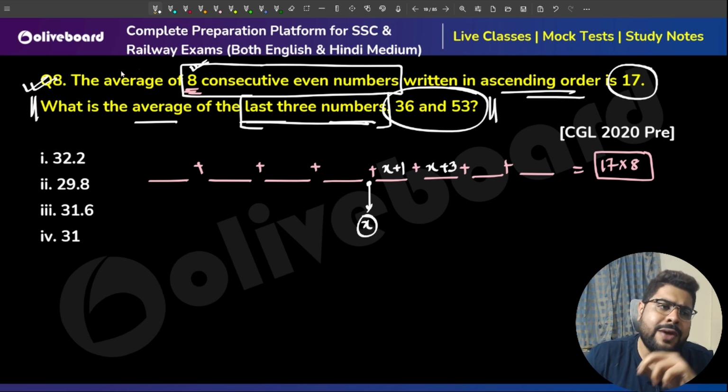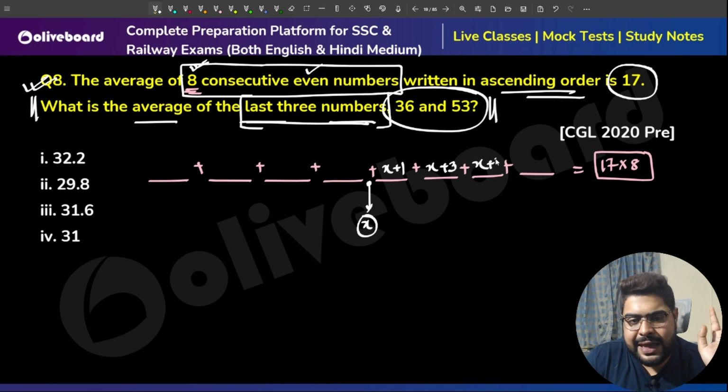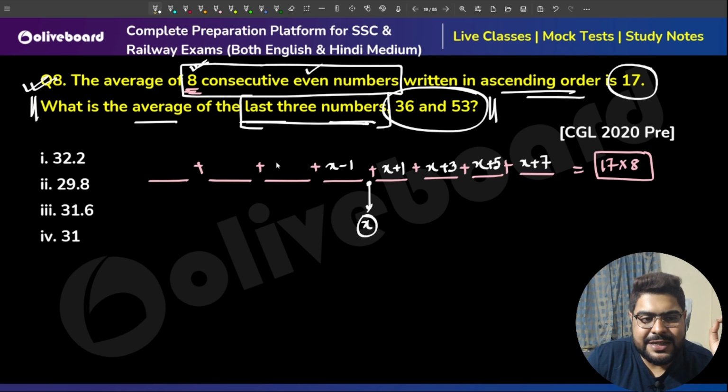Whether it's even numbers or odd numbers, it does not actually matter. Why? Because whatever you do, it will always be a gap of 2. So if I take x plus 1, the next will be x plus 3. Next one, x plus 5. Next one, x plus 7. What about this side? x minus 1, x minus 3, x minus 5, x minus 7.